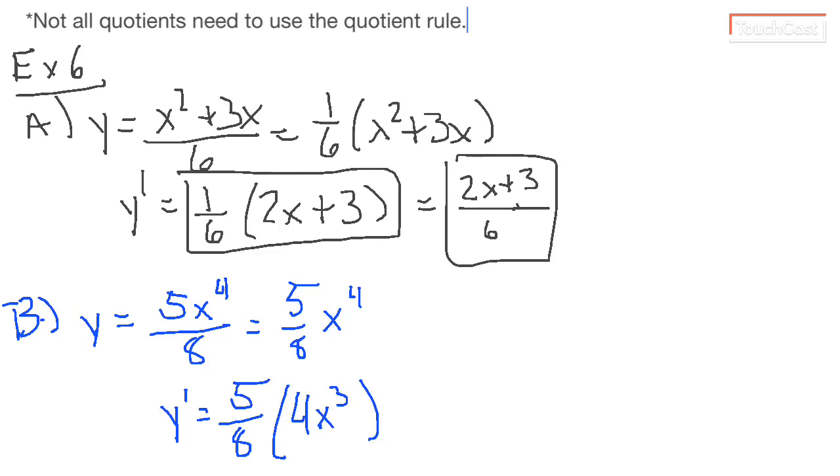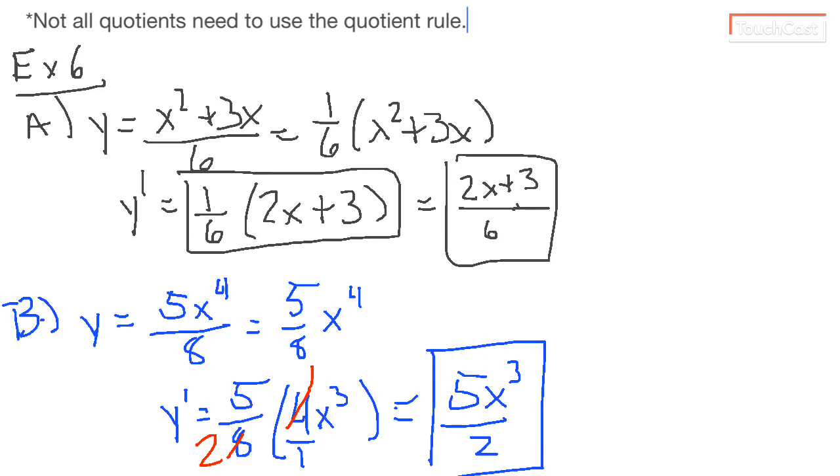So let's multiply that out. 5/8 times 4, which we can write 4 as 4 over 1. The 8 and the 4, they simplify. 4 turns into 1, 8 turns into 2. Which means our derivative is going to end up being 5x cubed over 2. There we go. Let's look at the next one.